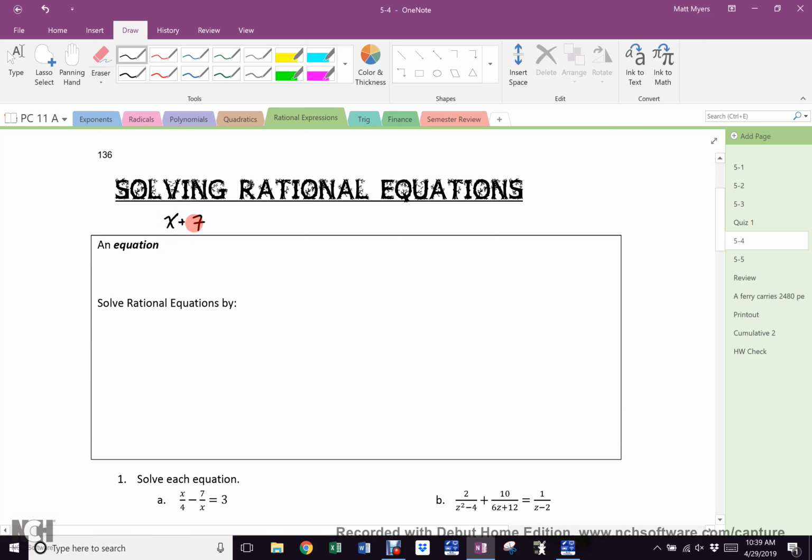X plus 7. What's the answer? There isn't one. Why? Because there's no equal sign. X plus 7 equals 12. Now what's the answer? 5. Everybody good? Okay, what if I did this? X plus 7 equals 12.